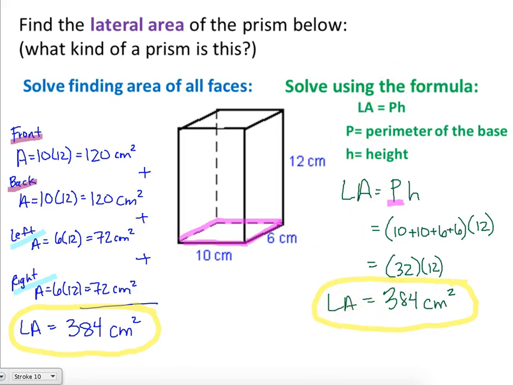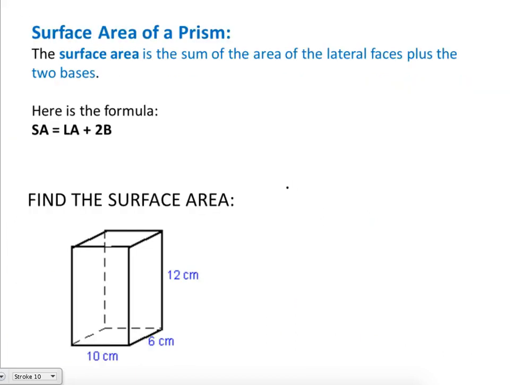So that's just the lateral area, right? We need to now work that into finding the surface area of a prism. So let's look at the formula to find the surface area of a prism. It says surface area equals LA. Oh, that's our lateral area. That's why we need to know how to find lateral area. Plus 2 times capital B. So what's capital B? Area of your base.